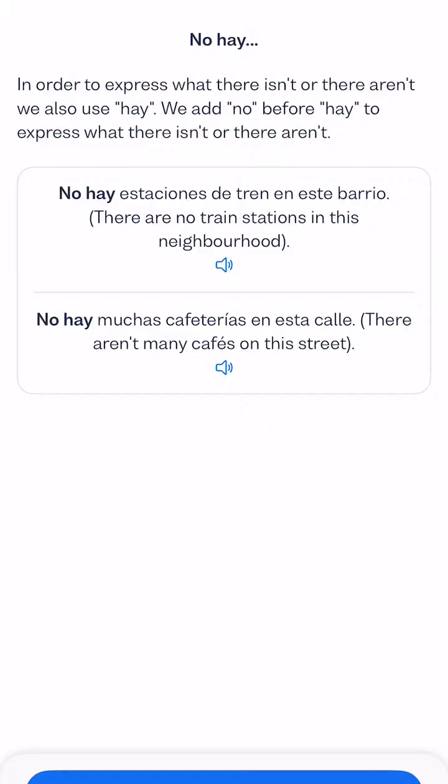No hay estaciones de tren en este barrio. There are no train stations in this neighborhood. No hay muchas cafeterías en esta calle. There aren't many cafes on this street.